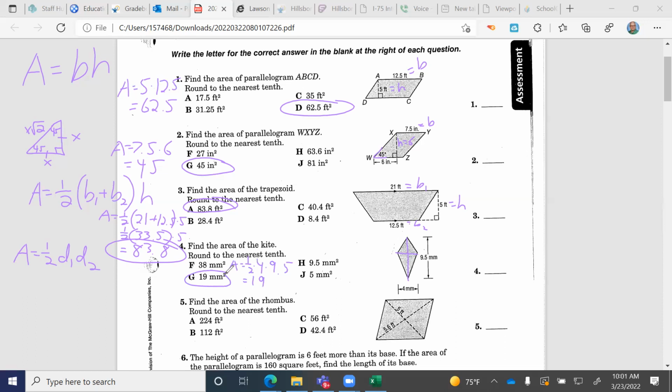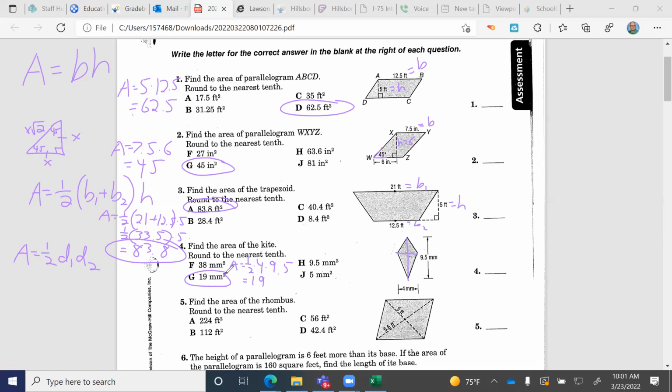All right, number 5, find the area of the rhombus. Round to the nearest tenth. So there are two formulas that we could use for a rhombus. First off, a rhombus is definitely a parallelogram, so we could use base times height. Do you have base and height in that figure?